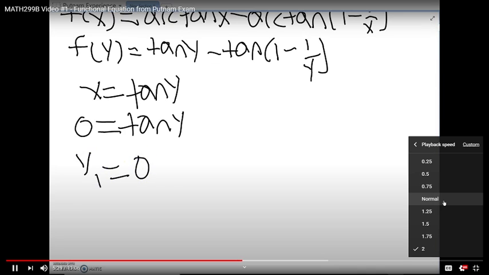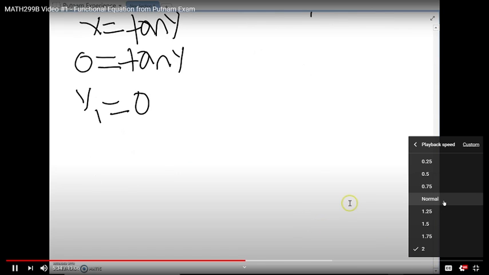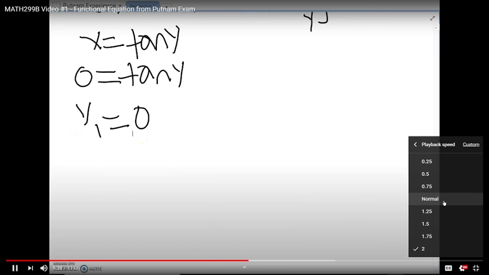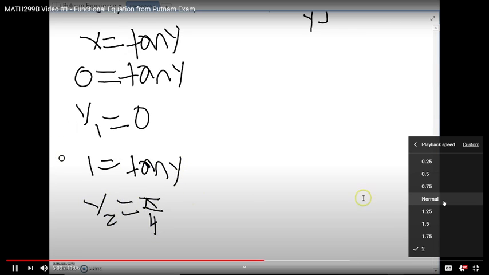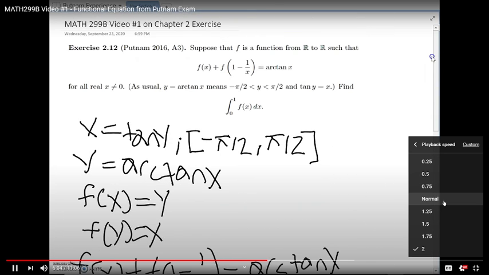Now let's find the second boundary of integration by plugging in 1 for x, and we will solve for our particular y value. So 1 will be equal to tan y, and now we get y2 is equal to pi over 4. So now we've got that.